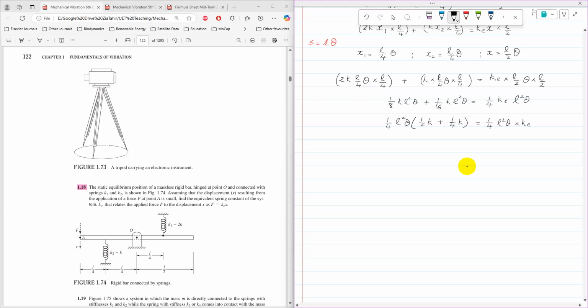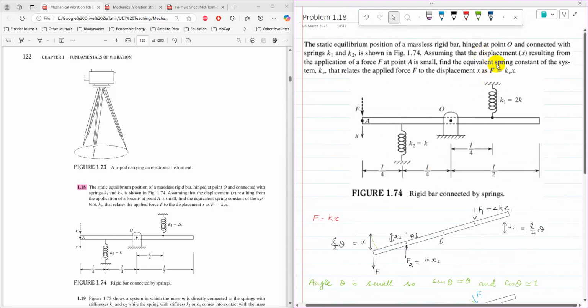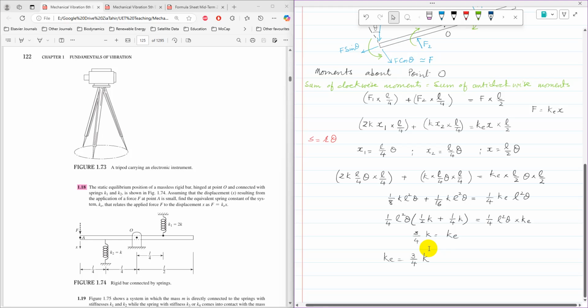And then from the left hand side, a quarter L square theta can be taken as common, so it is a quarter L square theta into Ke, and then the quarter L square theta is going to cancel with the quarter L square theta, and half K plus a quarter K is written as 3 quarter K. So 3 quarter K is equal to Ke. So then Ke will become 3 over 4 K. So this is the solution, or the equivalent spring stiffness of the whole system, which is 3 quarter K.